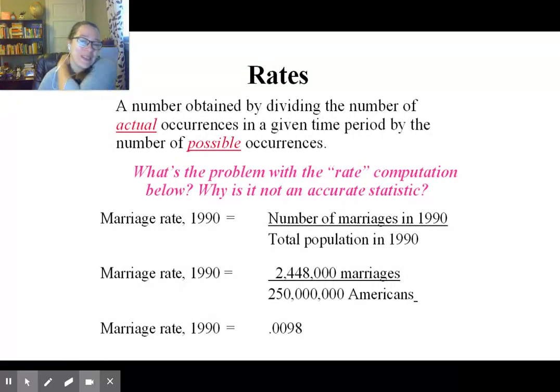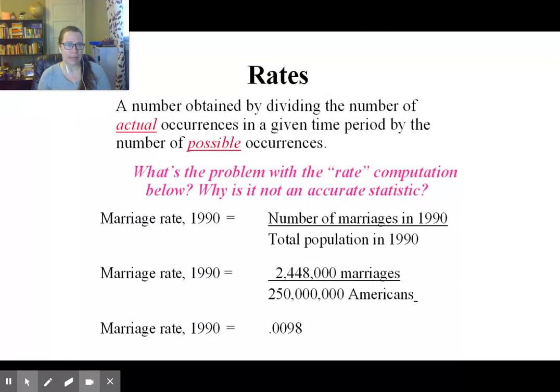Okay, so the problem with this rate computation is that it is not an accurate statistic because it's not the number of possible occurrences. What we're doing is taking the number of marriages divided by the number of Americans, but guess what? It takes 2 Americans to get married. You cannot marry yourself. Therefore, this is not really an accurate statistic, because we would have to do something else to this number to determine the number of marriages.